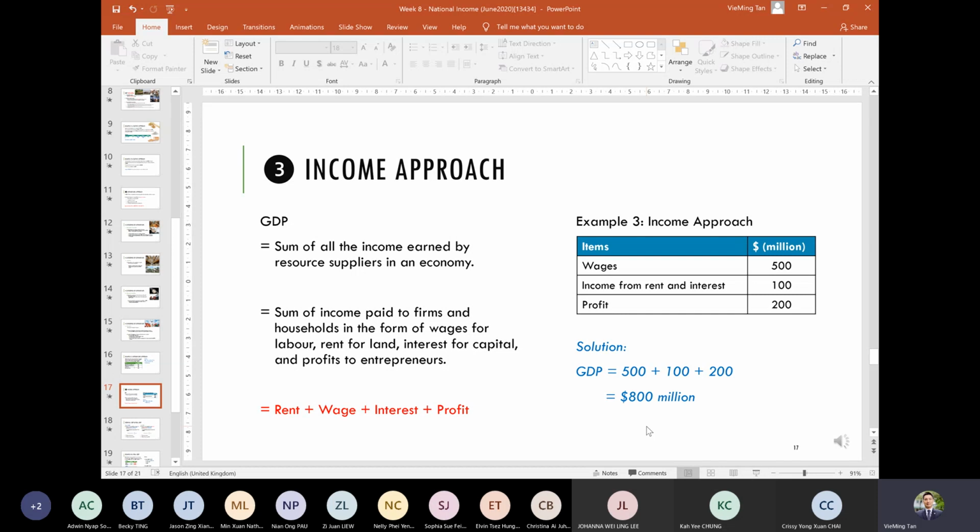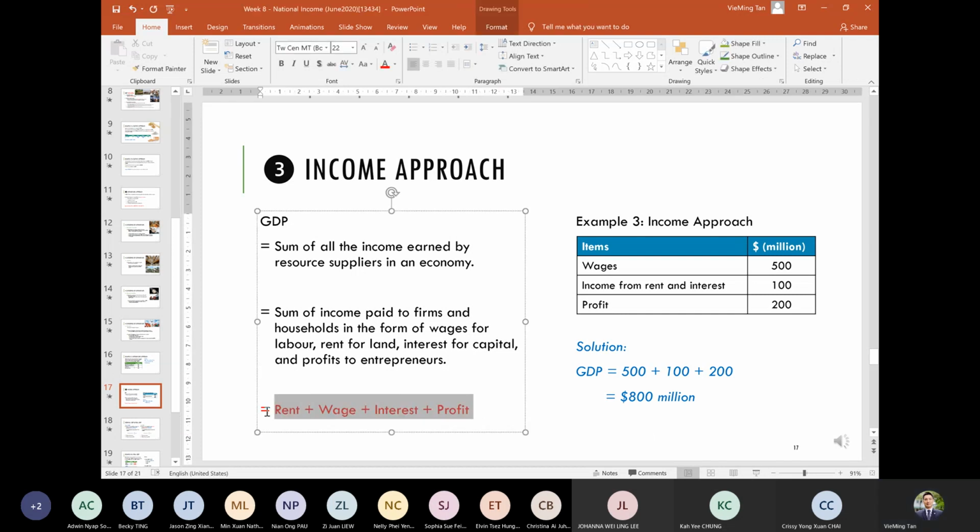So far, so good. I'll stop for a while. Any questions so far? The main formula is this one for the income approach.